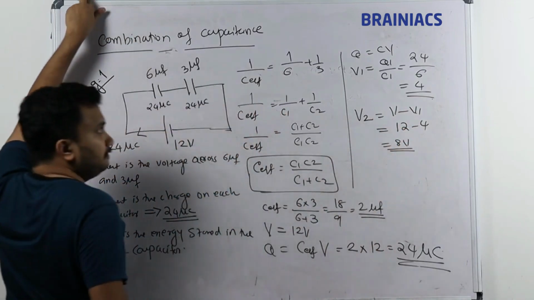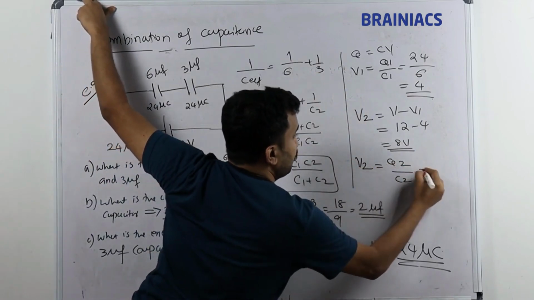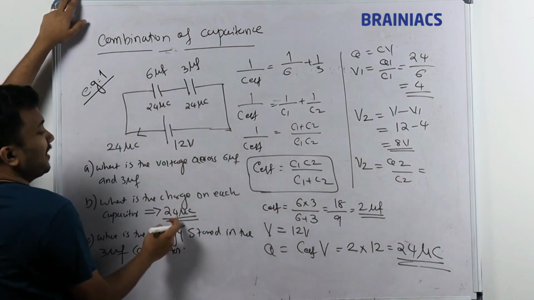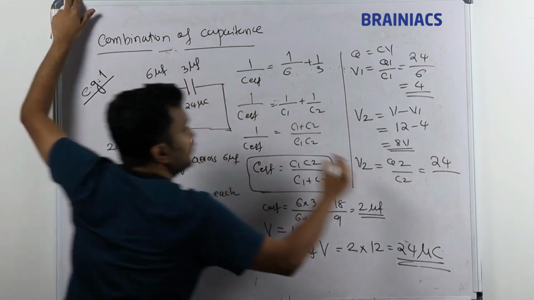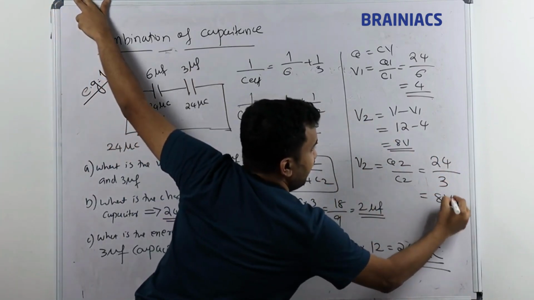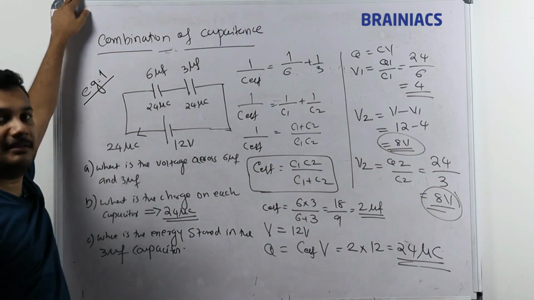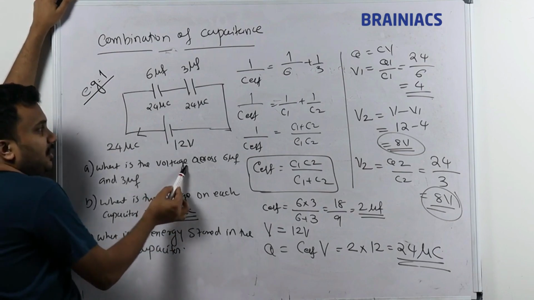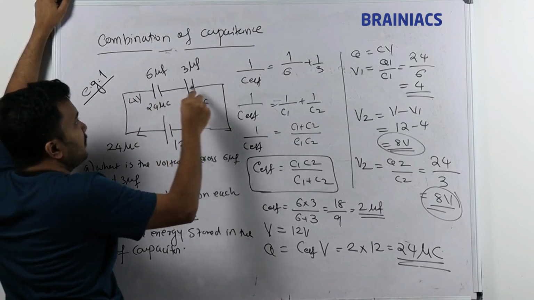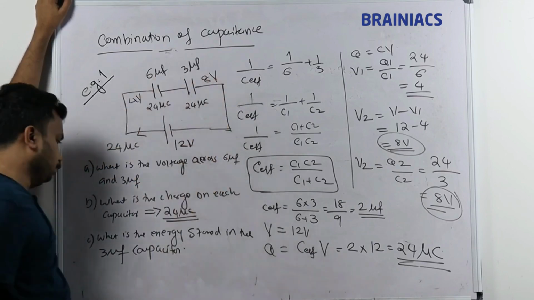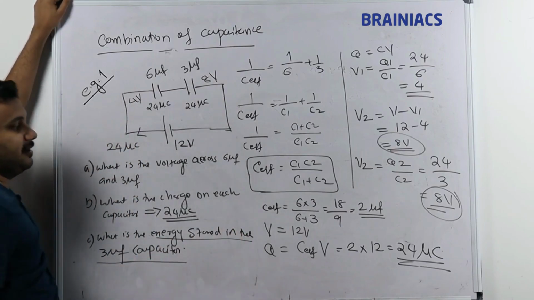This is one option. Another option, you can also use this one. V2 equal to Q2 by C2. What is Q2? Q1 and Q2 are the same, 24 microcoulomb. So 24 divided by C2, which is 3, in the same way you will get 8 volt. So you can use either this method or that method, but both will yield the same result. So the voltage across 6 microfarad is 4 volt, and across 3 microfarad is 8 volt.